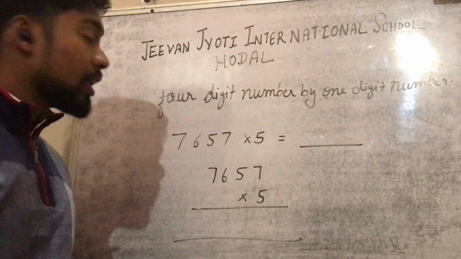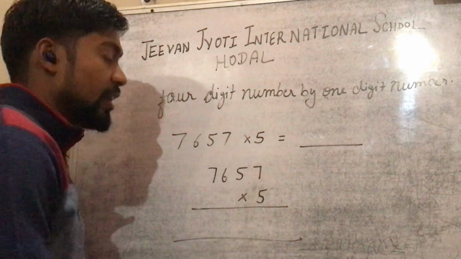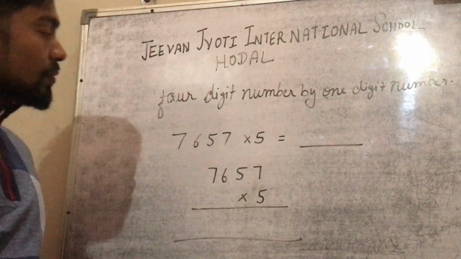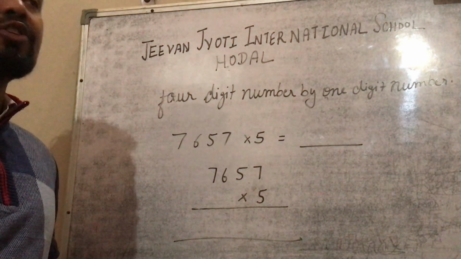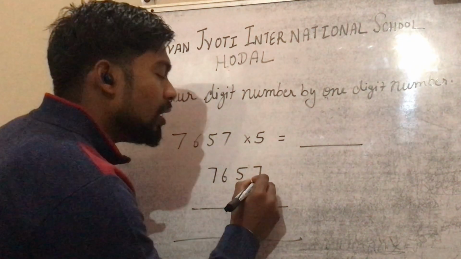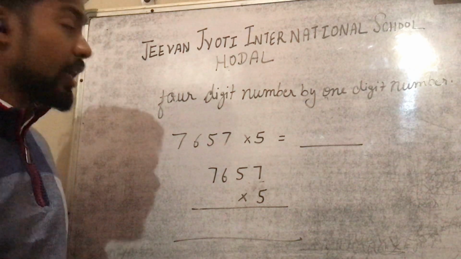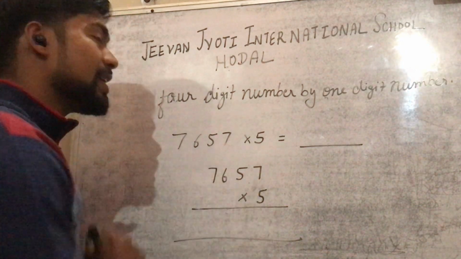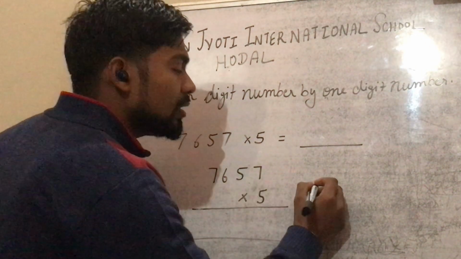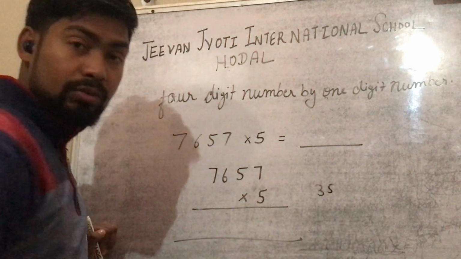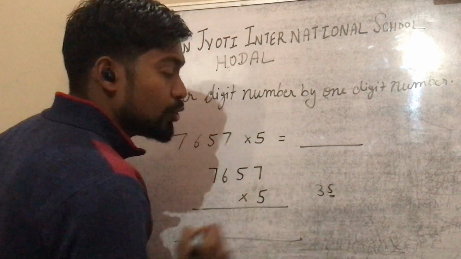Okay, now we will start the multiplication. Here it is written 5. So we start multiplication by multiplying the unit digit number first. Okay. So 5 multiplied by 7 means 5 sevens are 35. You know, 5 sevens are 35. So unit place is 5.